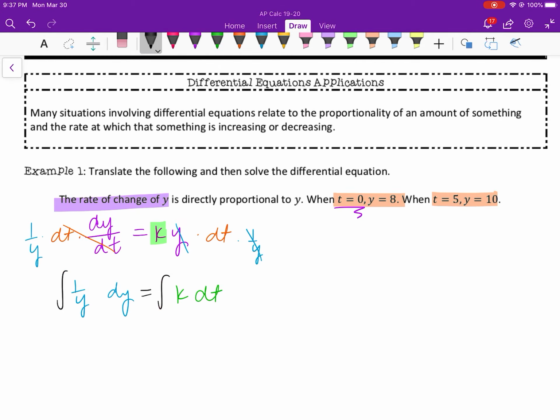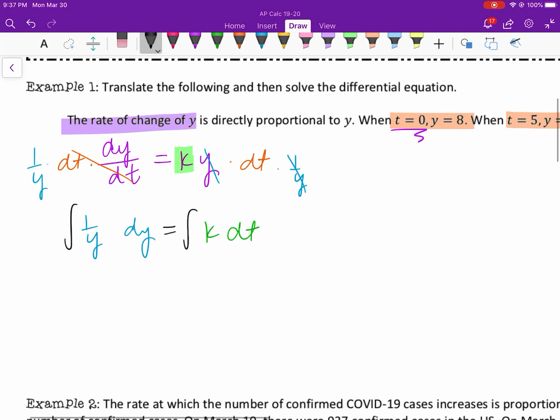As I said, we take the integral of both sides, the antiderivative. The antiderivative of 1 over y with respect to y is the natural log of the absolute value of y, and technically plus a constant, but we'll handle that on the other side. On the right-hand side, the antiderivative of a constant with respect to t is just k times t, and then we'll throw on that plus c at the end.